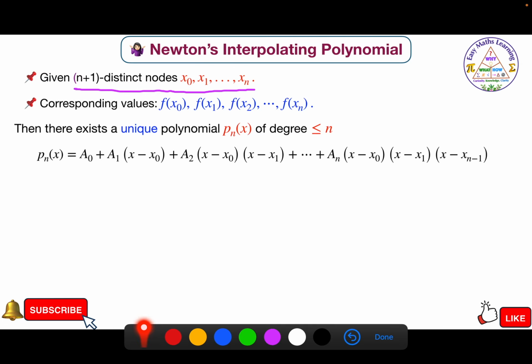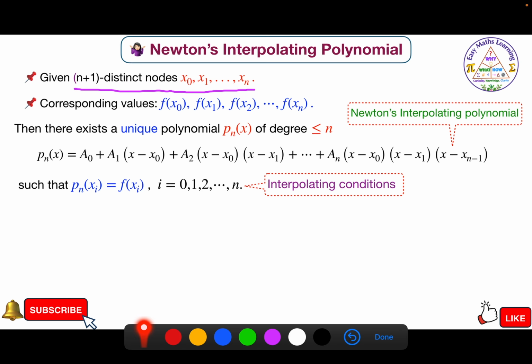written as Pn(x) equal to a0 plus a1 (x minus x0) plus a2 (x minus x0)(x minus x1) plus and so on. So in product form we are writing this polynomial, which satisfies the conditions Pn(xi) equal to f(xi) for i equal to 0 to n. These conditions are called interpolating conditions, and here the coefficients a0, a1, a2 and so on to an are divided differences as we have already discussed.